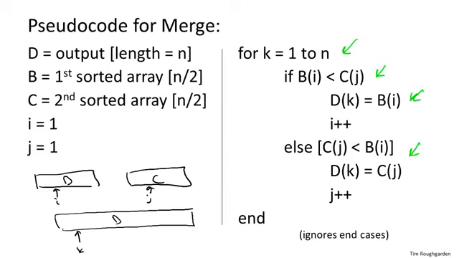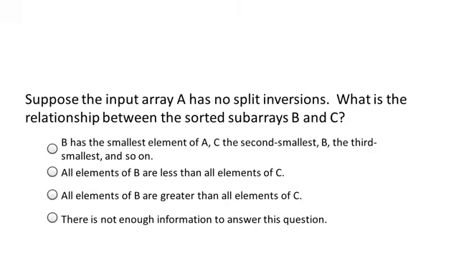Now, to get some feel for what on earth any of this has to do with the split inversions of an array, I want you to think about an input array A that has the following property. That there are no split inversions whatsoever. So every inversion in this input array A is going to be either a left inversion, so both indices are at most n over 2, or a right inversion, so both indices are strictly greater than n over 2. Now the question is, given such an array A, once you're merging at this step, what do the sorted subarrays B and C look like for an input array A that has no split inversions?